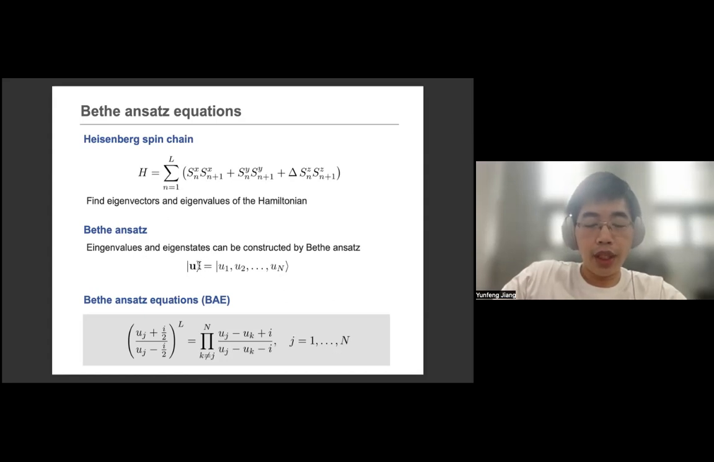Each Bethe state can be constructed by either coordinate Bethe ansatz or algebraic Bethe ansatz, and each Bethe state is parameterized by M parameters, which we call Bethe roots. These Bethe roots have to satisfy a set of equations called Bethe ansatz equations. And in this talk, I will mainly consider the XXX spin chain. So the Bethe ansatz equations take this rational form. This is the form of the Bethe equation.